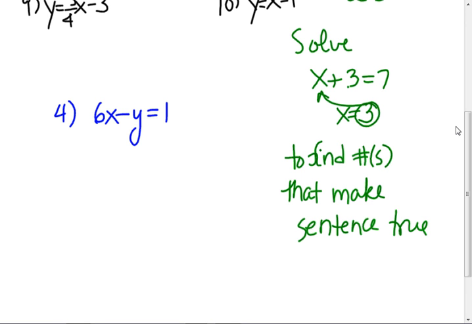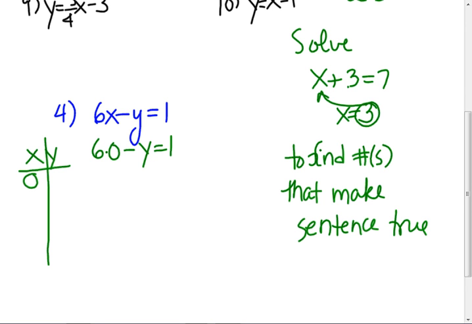So here, I want to find numbers that make that sentence true. But guess what? I have pairs of numbers. I have x's and I have y's. So Grant, what would you like to put in for x? I could create a little table here. I only want the pairs that make that true. What if x is 0? What y value would make this true then? 6 times 0 minus y equals 1.